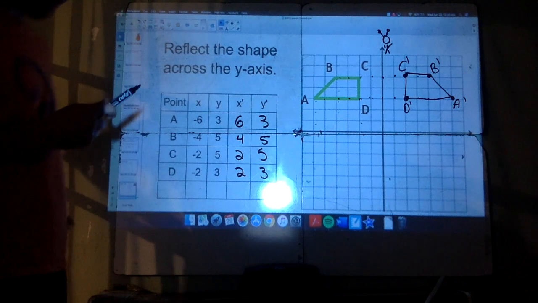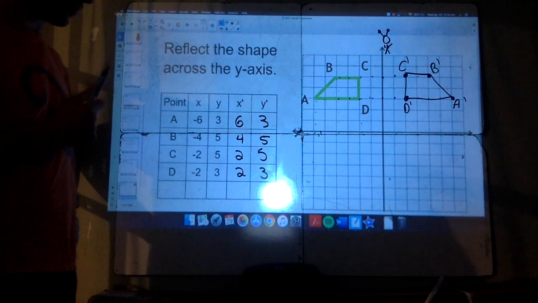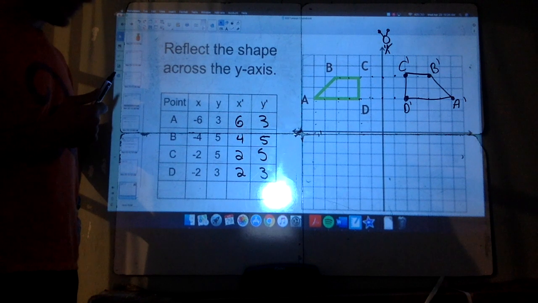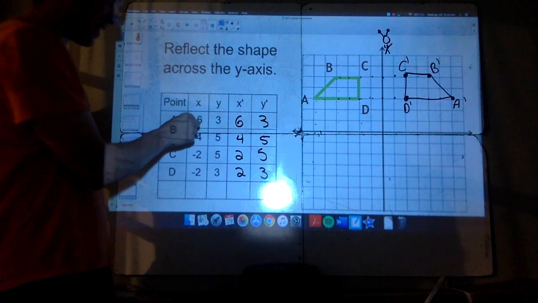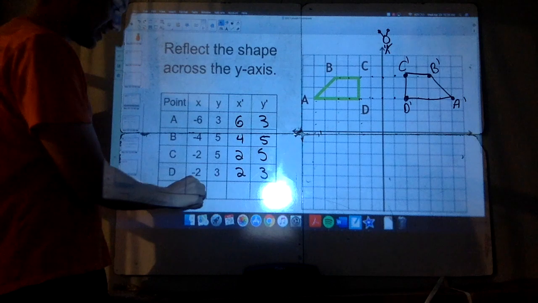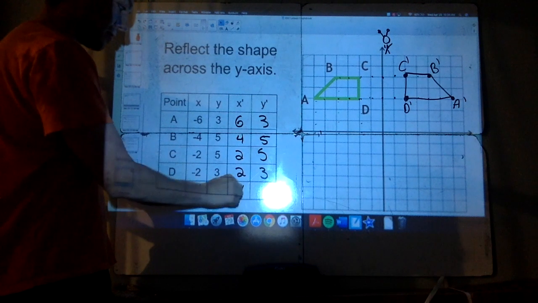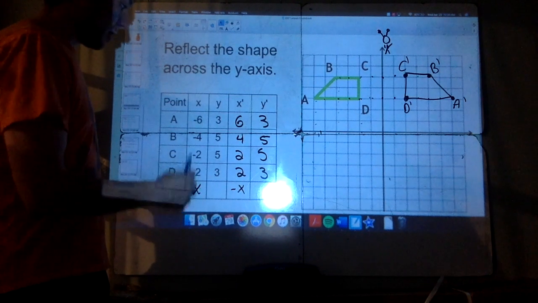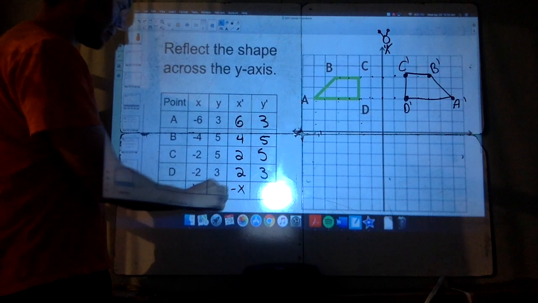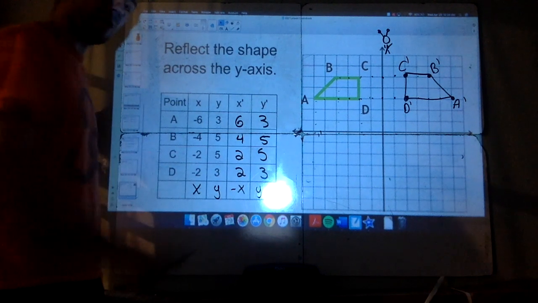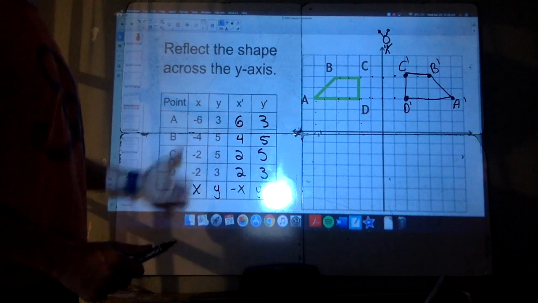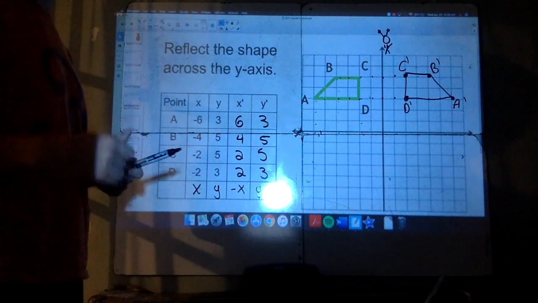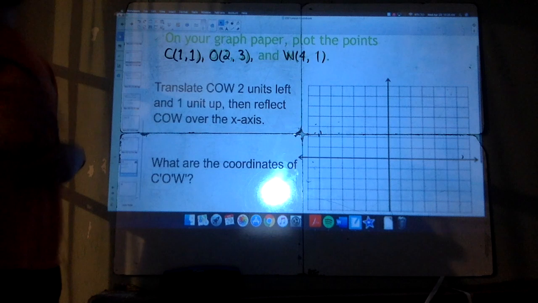If you can see a pattern there, or look for one, what you find out is our x value going from negative 6 to 6, our x value is flipping the sign. Our y value is staying the same here. So when you go across the y-axis, the x value flips, and when you go across the x-axis, the y value flips.